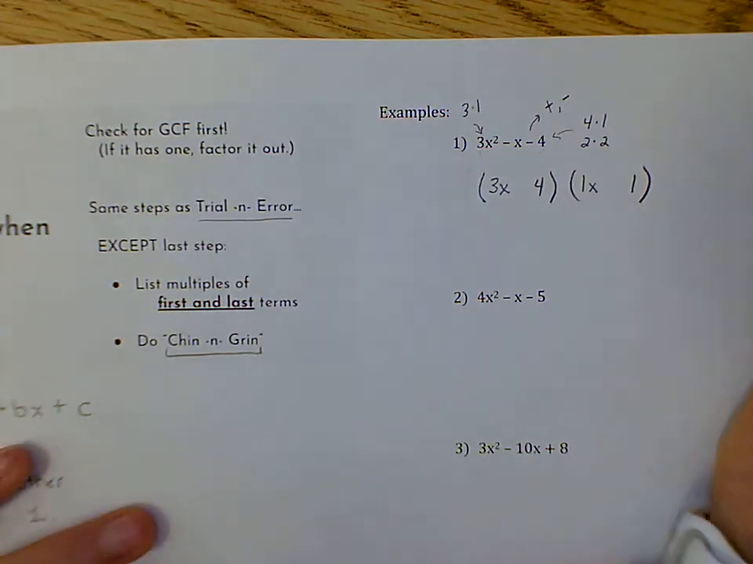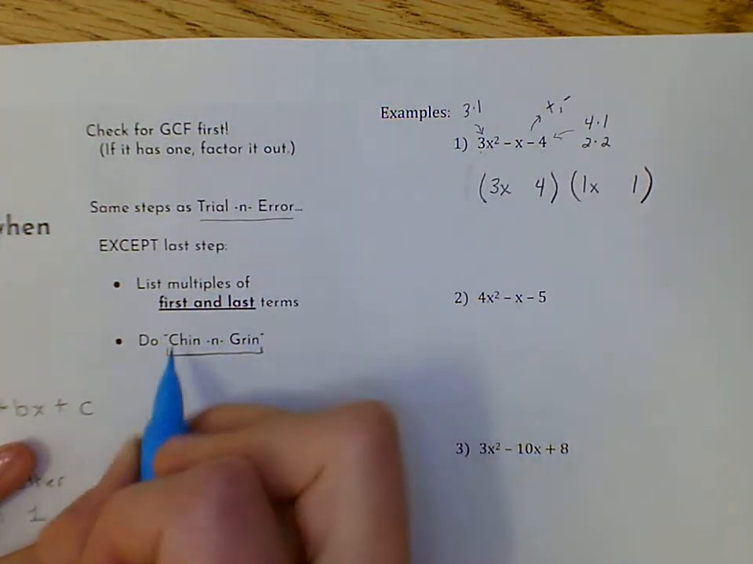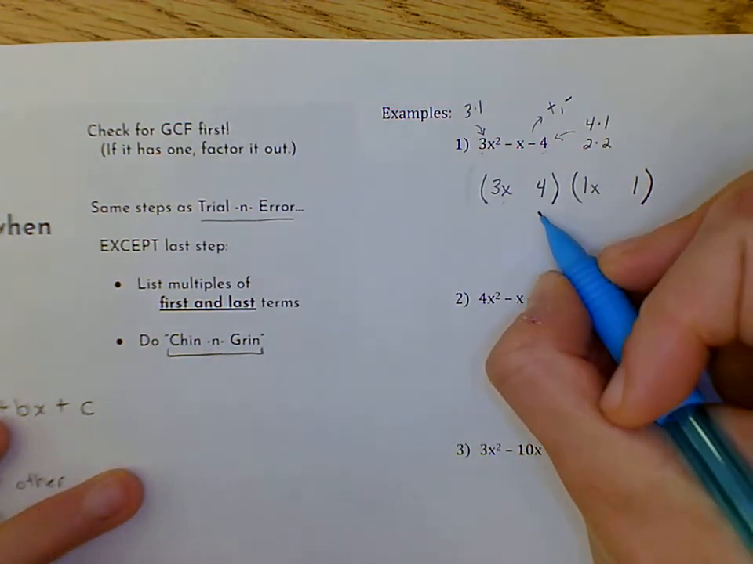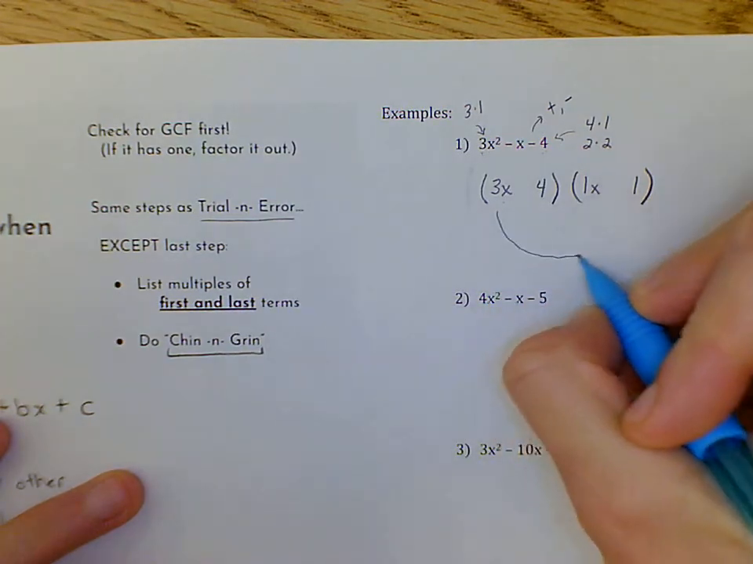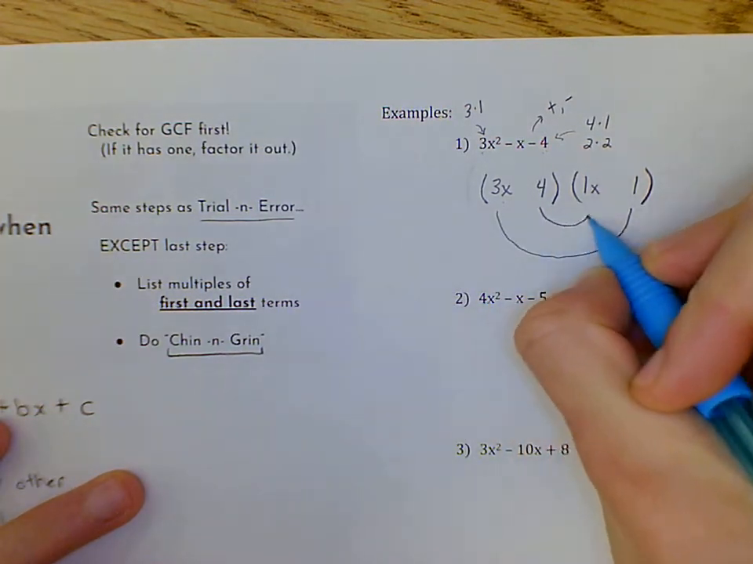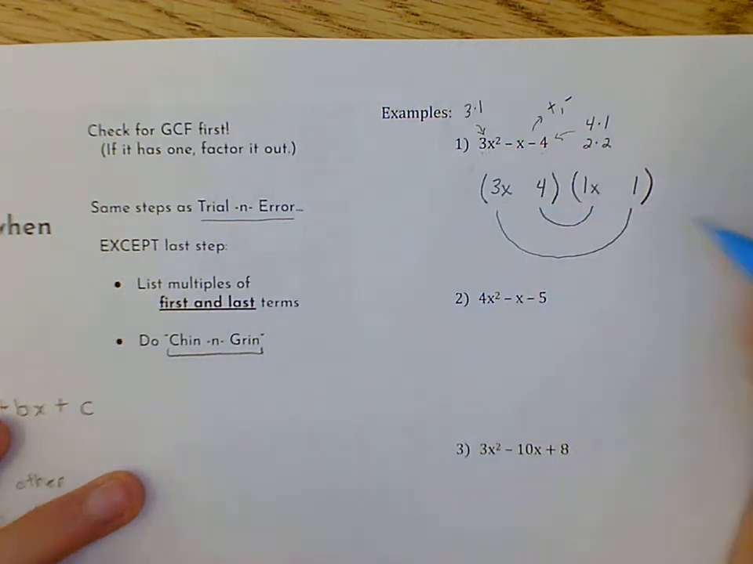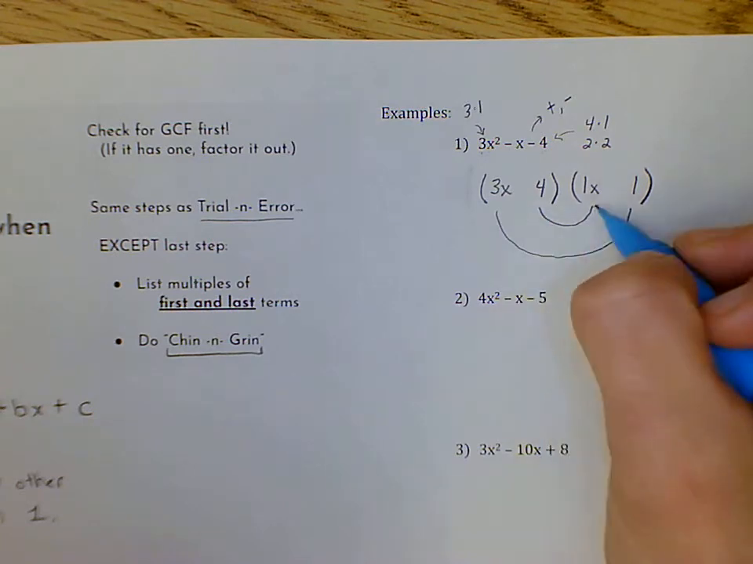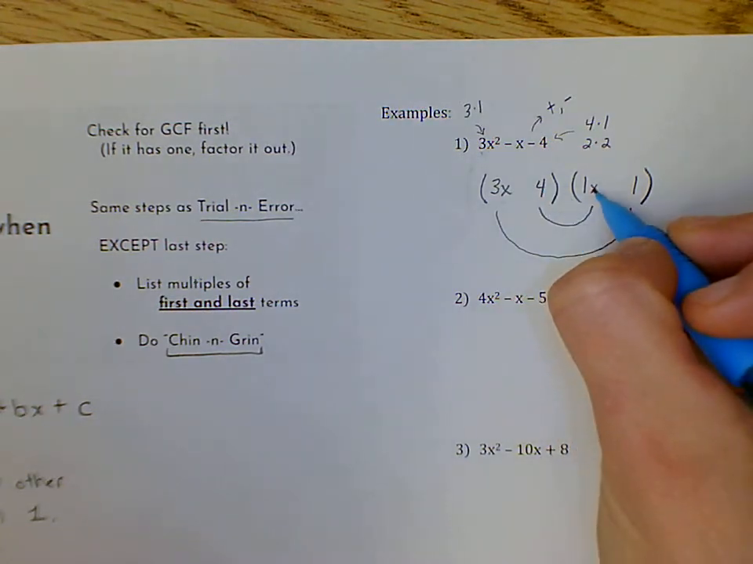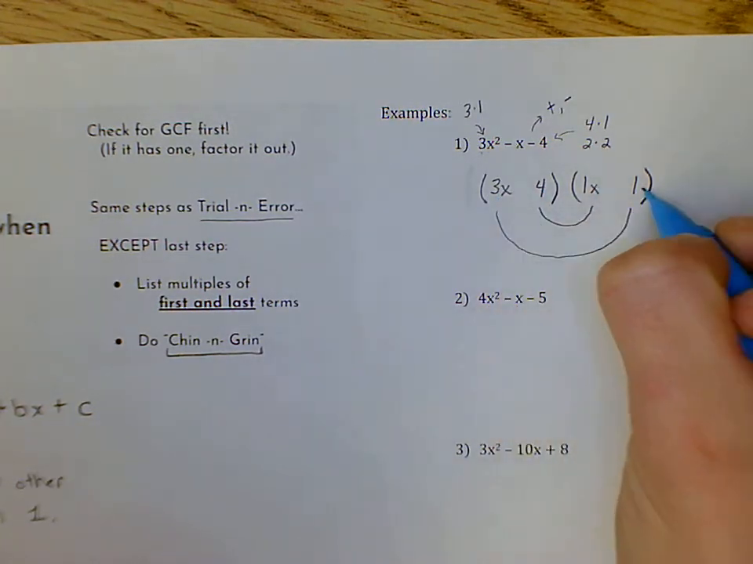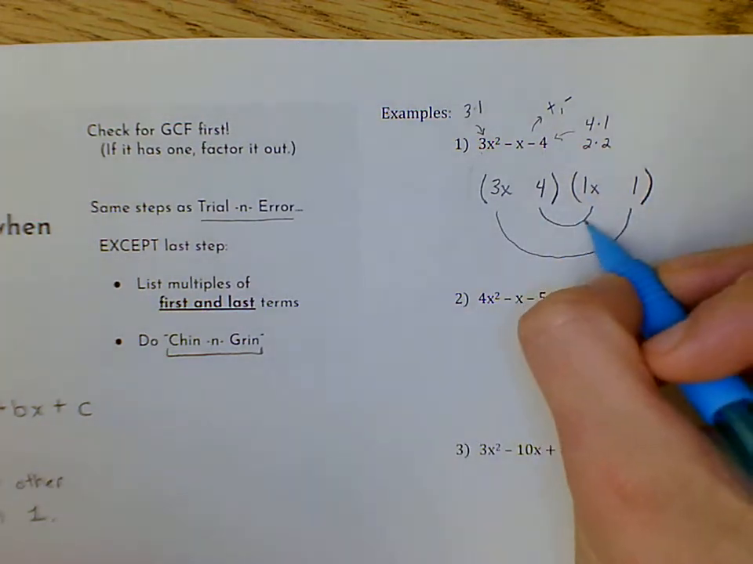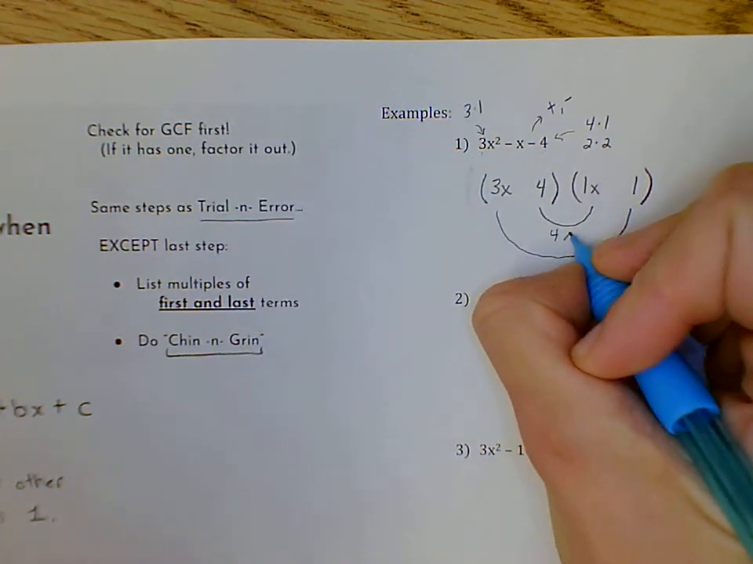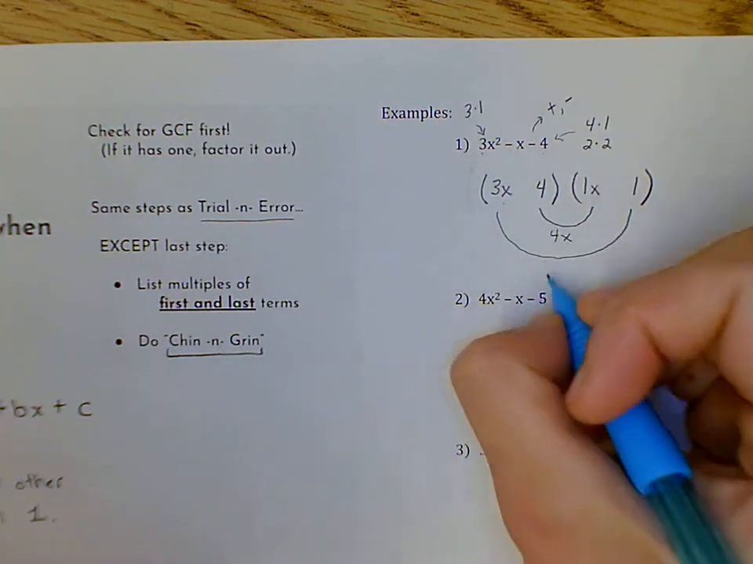Well, how do you see if it works? That's where the chin and grin comes in, okay? So what does chin and grin mean? Well, here's your chin, and maybe you'll see it. Here is your grin, okay? Chin and grin. Some people tell me it kind of looks like a monkey. But what you're doing here is, do you see how it connects the 4 and the 1x, and then the 3x connects to the 1? That's telling you you're going to multiply those numbers, so 4 times 1x is 4x. 3x times 1 is 3x.